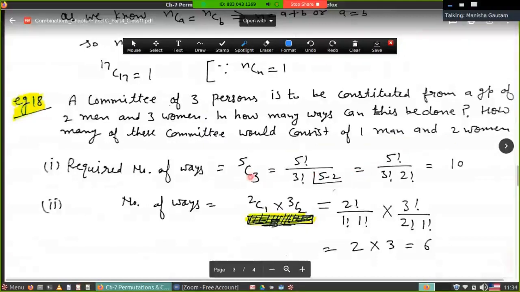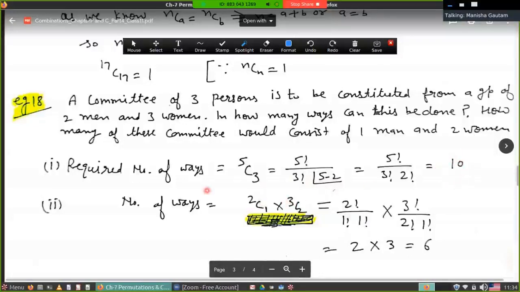Let's discuss the first case, the number of ways. You are selecting a 3-person committee out of 5, 2 plus 3, 5. Out of 5, you are selecting 3 persons, maybe 2 women and 1 man, or 2 men and 1 woman. Any combination will be there. 5C3. Solve it: 5 factorial upon 3 factorial into 5 minus 3 factorial. You are getting 10. A total of 10 arrangements can be formed.